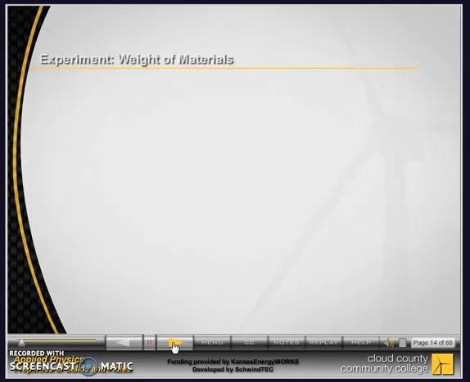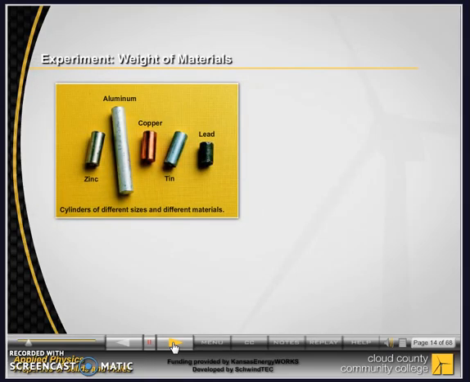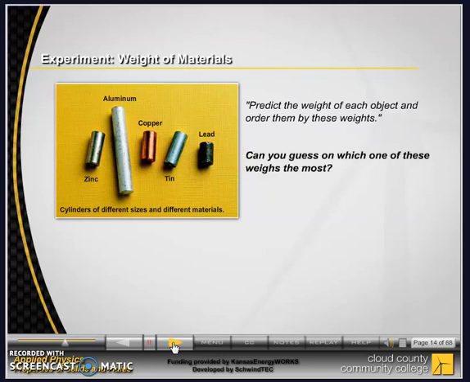The image shows 5 cylinders of different sizes and different materials. Oftentimes in a laboratory setting, a physics teacher would ask students to predict the weight of each object and order them by these weights. Can you make a guess on which one of these weighs the most? The answer is actually, well, they all weigh the same. The answer is related to density.